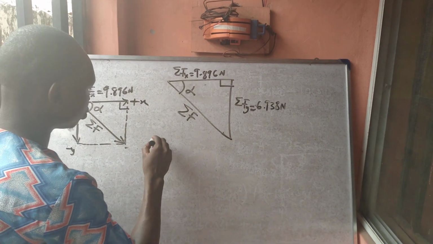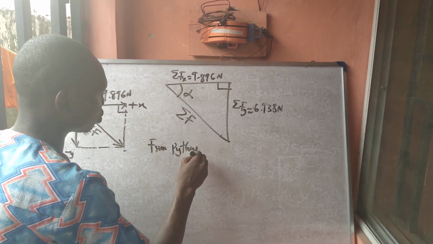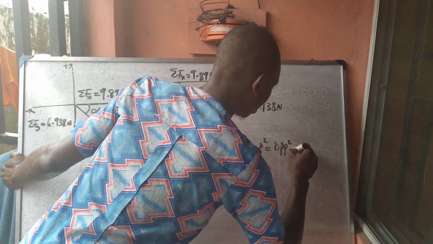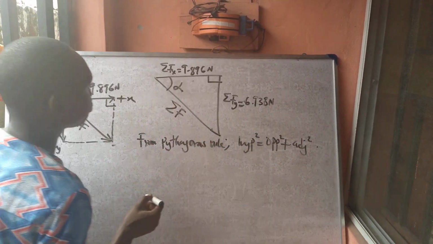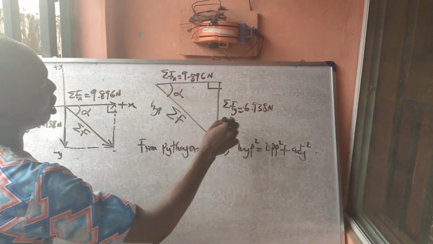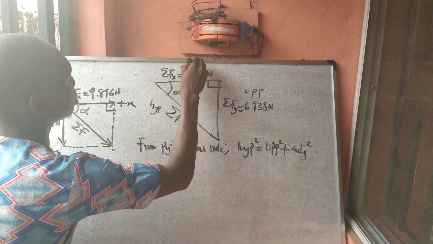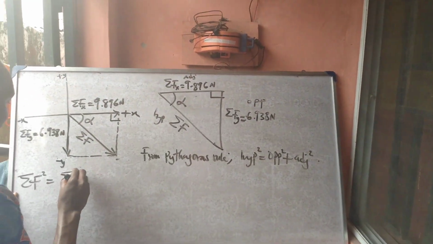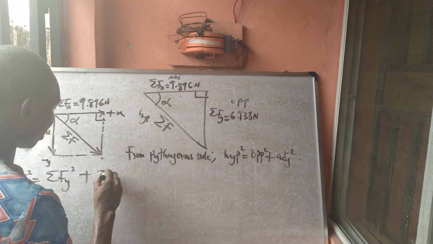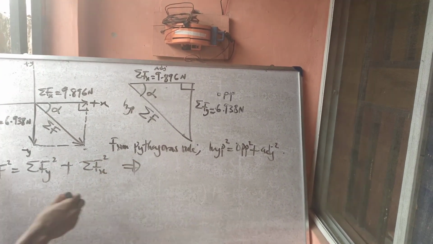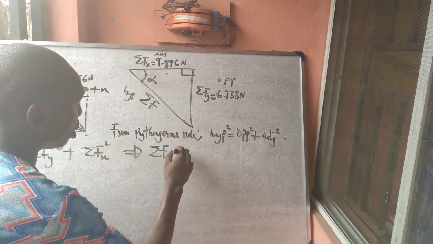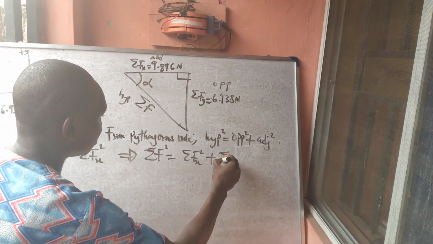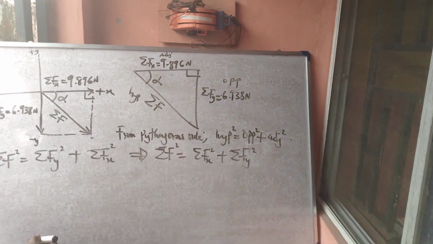Okay, so from Pythagoras rule, the hypotenuse square is equal to opposite square plus adjacent square. Okay, the hypotenuse, the opposite, the adjacent. So we can say that sigma f square equals, the opposite is this, sigma fy all square, plus adjacent is what? Sigma fx all square, which you can rearrange as sigma f all square equals sigma fx all square plus what? Sigma fy all square.